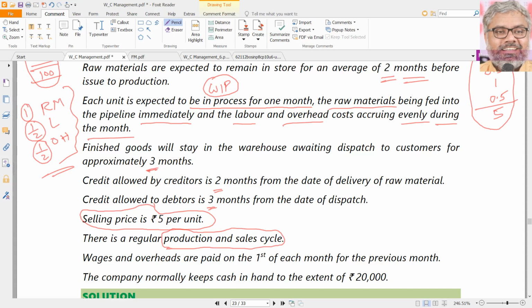Wages and overheads are paid on the first of the month for the previous month. That means there is a lag in payment of wages and overheads of 1 month. So the current month's wages are paid in the next month. So the lag in payment of wages and overheads is 1 month. Then the company normally keeps cash in hand to the extent of 20,000, which is also part of the current assets. This is the information given.